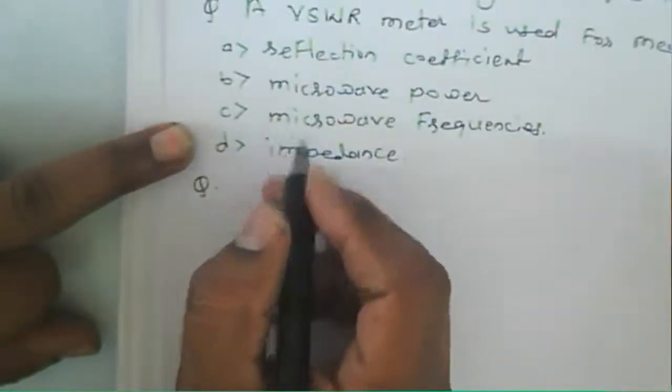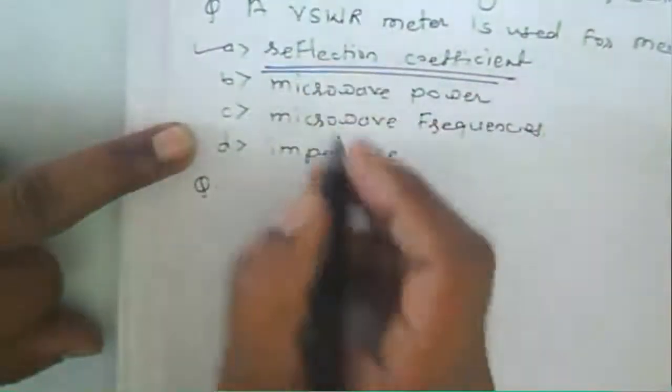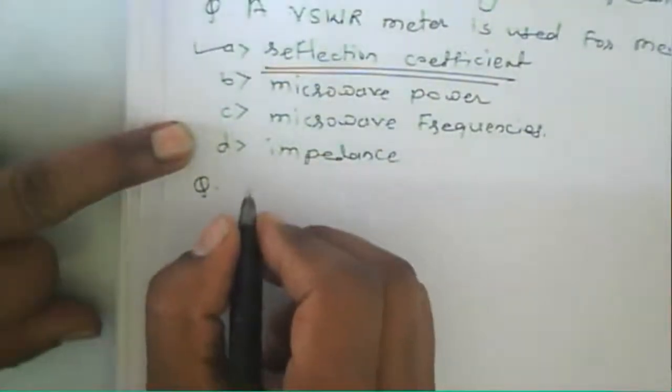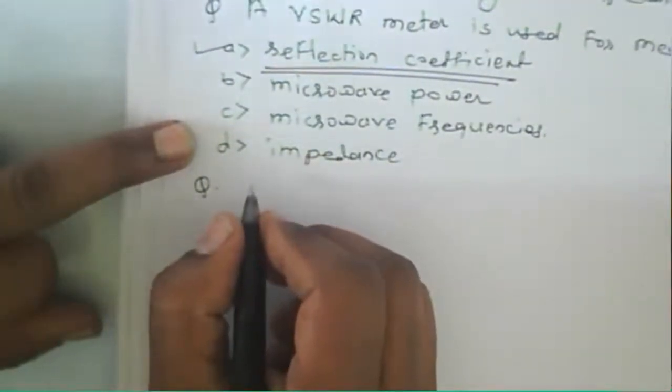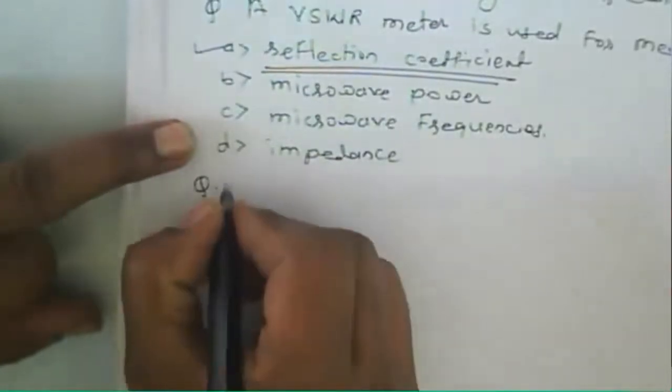Next question I am writing. Meanwhile, you type your answer for this. Okay, now it is correct. It is about the reflection coefficient, right? So a VSWR meter is useful for the measurement of the reflection coefficient.